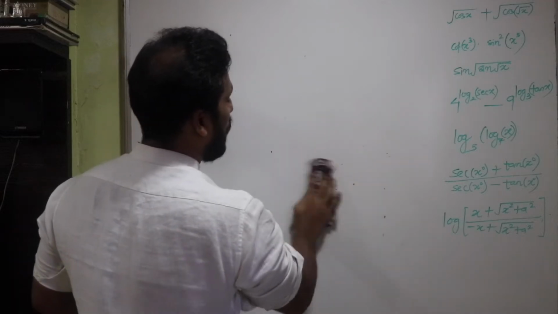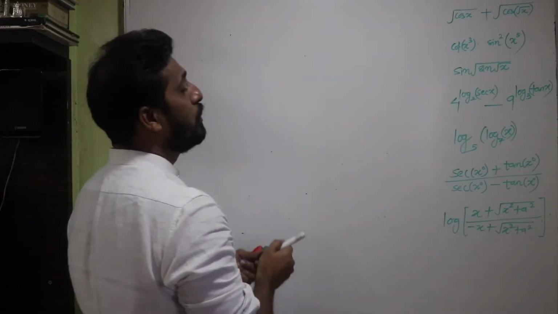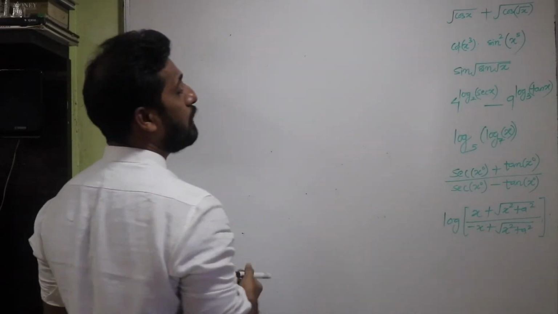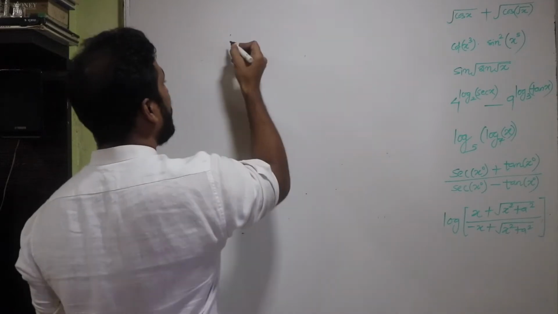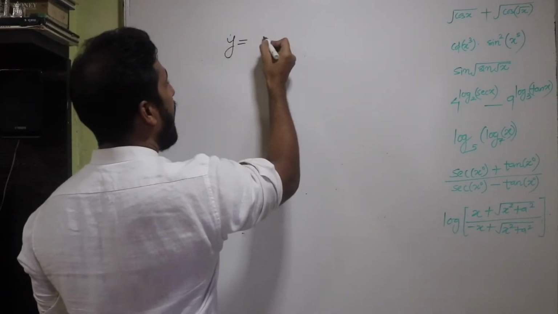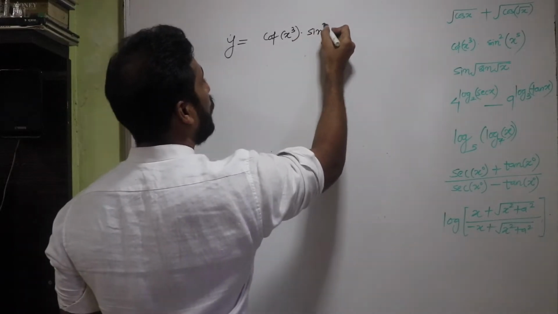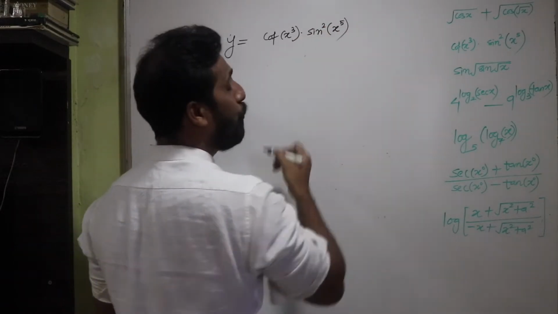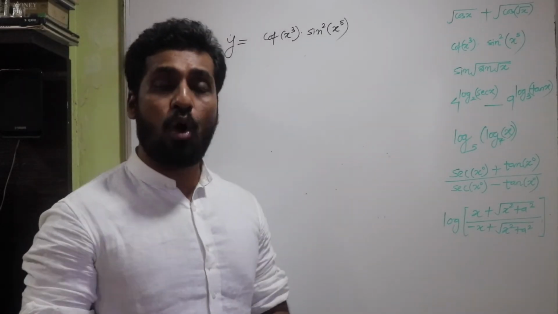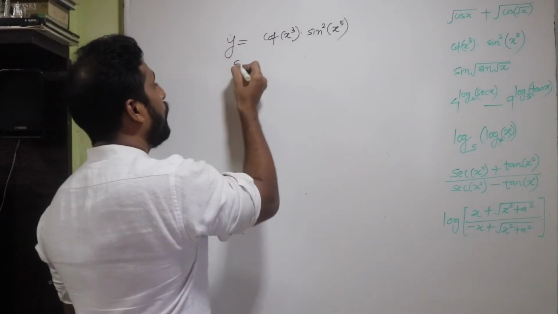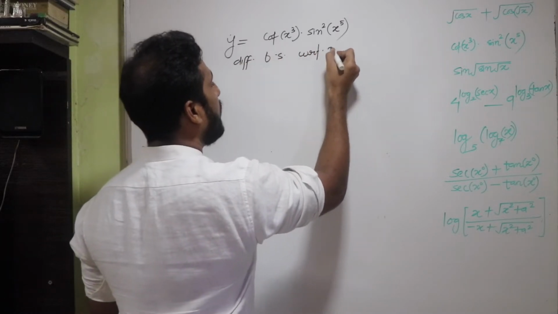So now when you see the next question, you can observe there is cot of x cube into sine square x raised to 5. So I'm going to write the question first. So I have y is equal to cot of x cube into sine square x raised to 5. So again I'm going to start the same way. I'm going to differentiate both sides with respect to what? With respect to x.